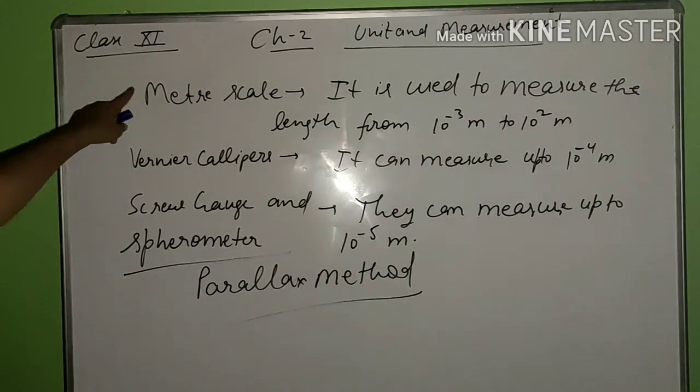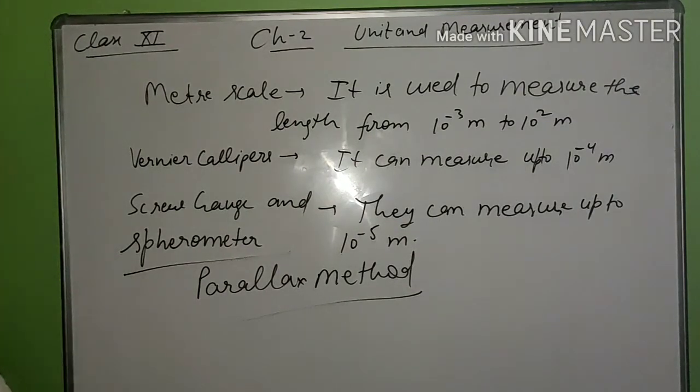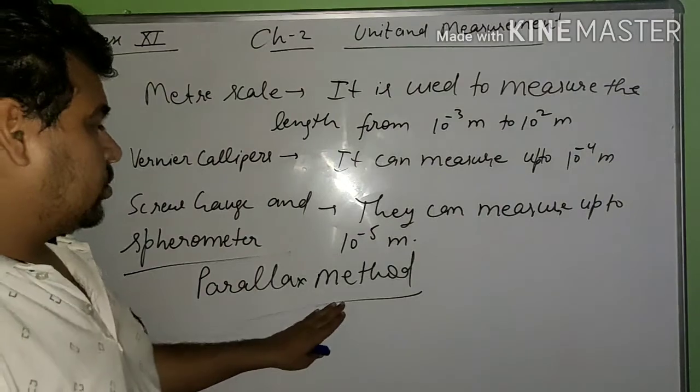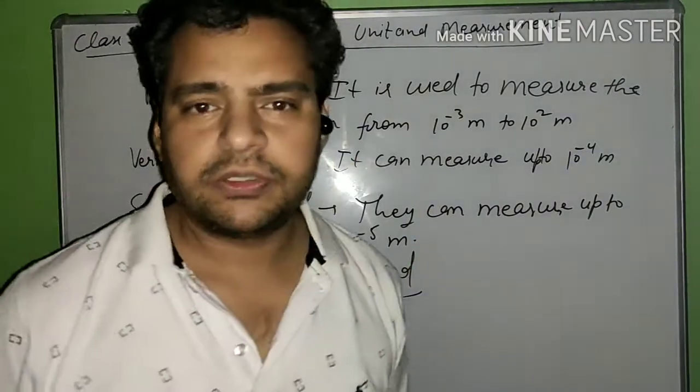But these methods are direct methods. This is the indirect method, and it can help to find large distances. It can be seen one by one.